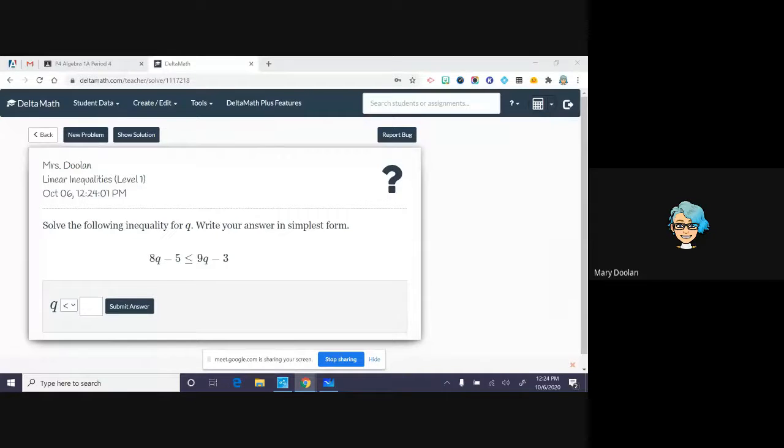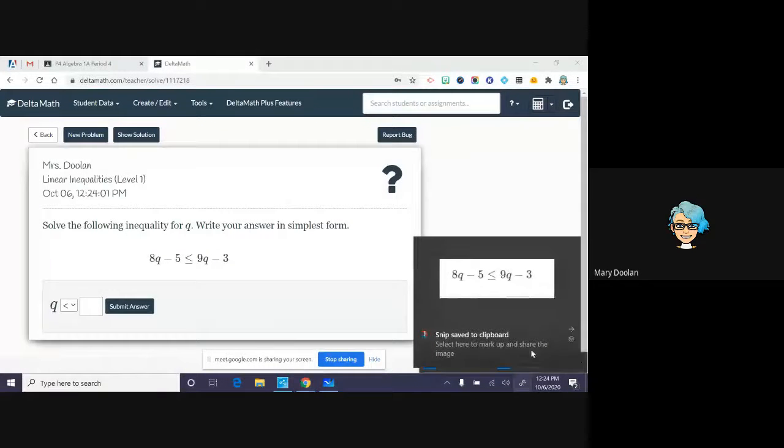All right. So now we're looking at an inequality for w. 8q minus 5 is less than or equal to 9q minus 3. All right, so that's what I'm going to be solving. I'm going to take a screenshot of this so I can put it on my whiteboard.